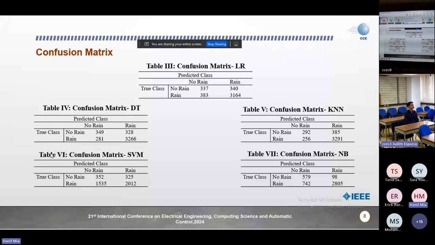Our best model is the decision tree model, sir, because we obtained the highest accuracy in the decision tree model.